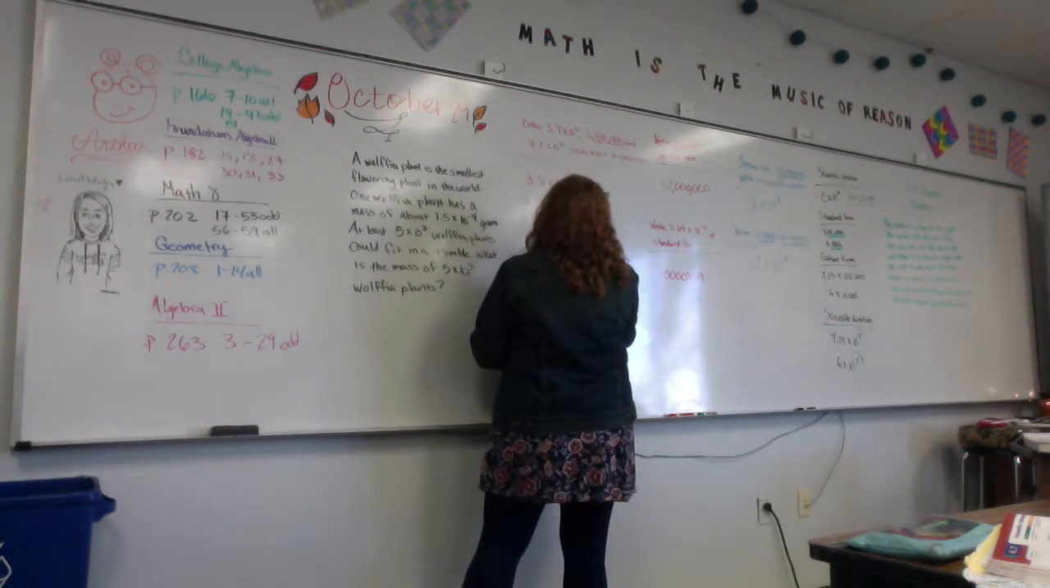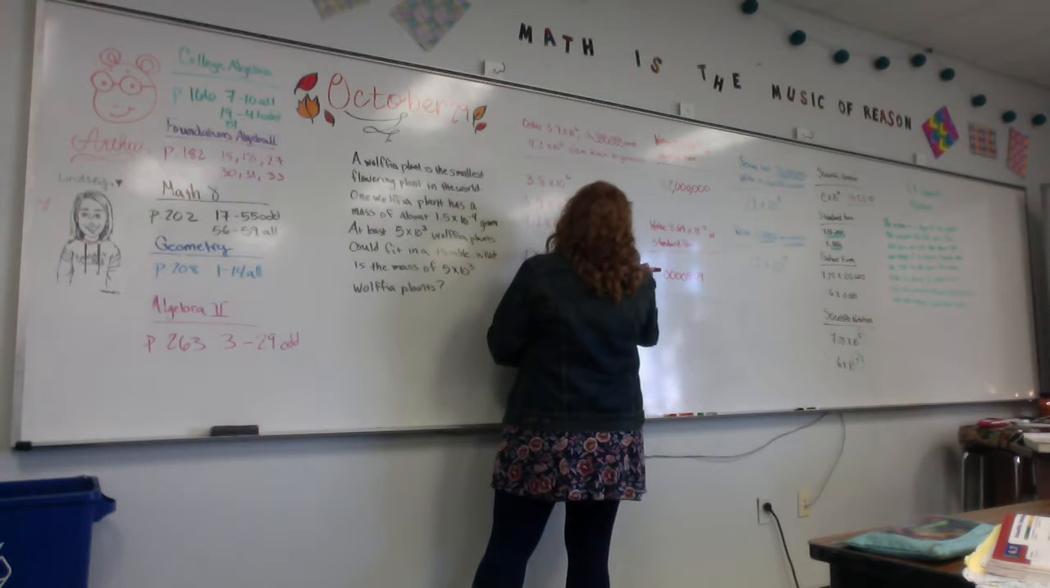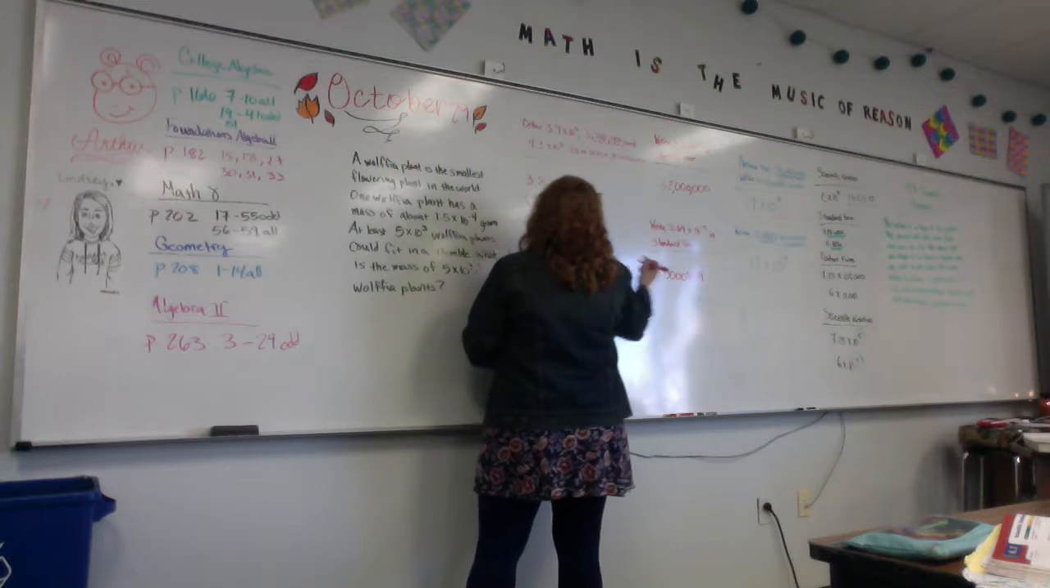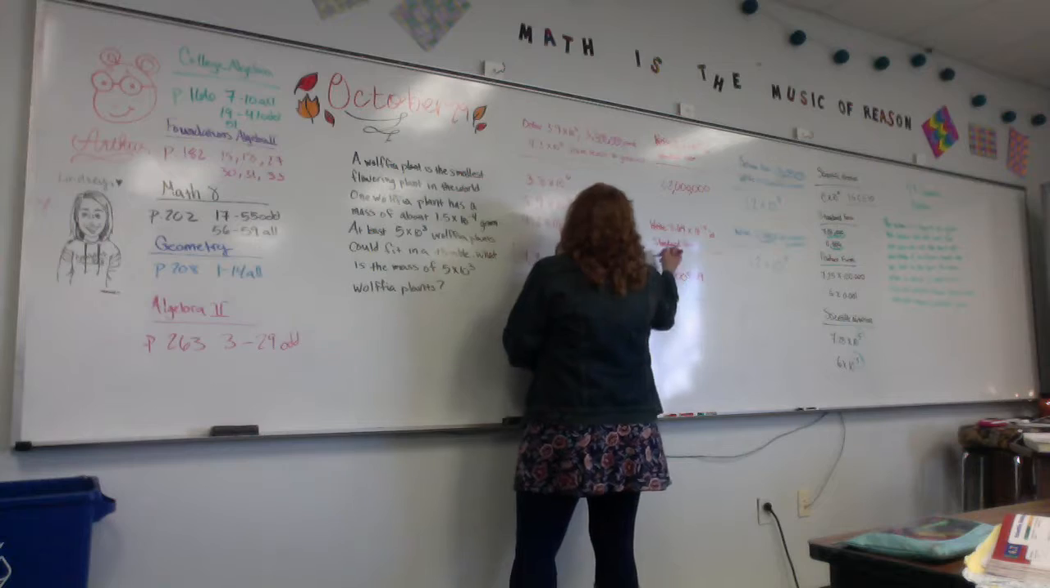Good. 3.8, because 3.8 is smaller than 3.9. And then I have 3.9 times 10 to the 9th, or 10 to the 6th. Okay, beautiful. So that's from least to greatest.